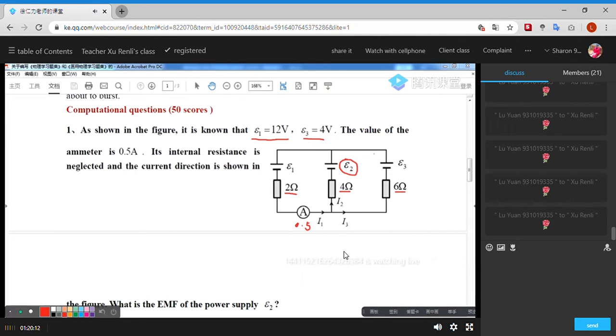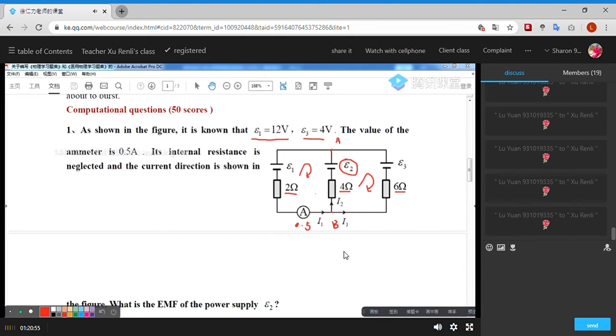Yes, actually we need to use Kirchhoff's law. This circuit has two junctions, junction A and B, and how many branches does it have? 3 branches: the left, middle, and right. And how many independent loops? 2 independent loops. So here there are 3 branches, so we need to have 3 equations.